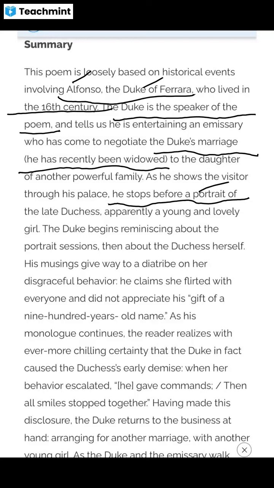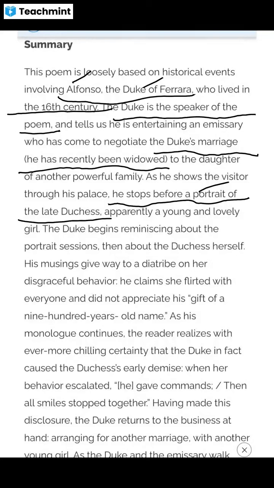He stops before a portrait of the last duchess, apparently a young and lovely girl, जो कि young और lovely है. The Duke begins reminiscing about the portrait session. Duke जो है उस portrait session के बारे में बात करता है. Then about the Duchess herself, तब Duchess के बारे में बात करता है. His musings give way to a diatribe on her disgraceful behavior.